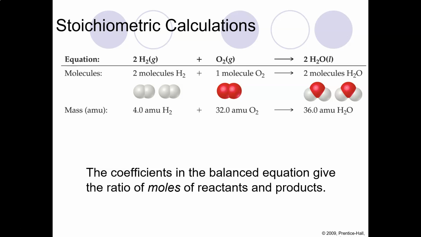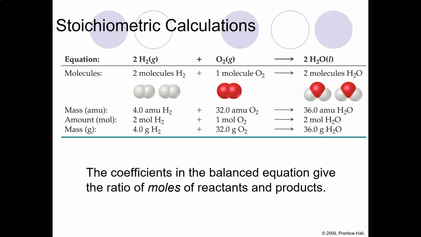This is just looking at their average atomic mass in AMUs. And then here's where it gets interesting. That ratio, the 2 molecules to 1 molecule to 2 molecules, also works for moles. And moles is kind of our unifying unit. We turn other things into moles so we can compare them. So 2 moles of hydrogen and 1 mole of oxygen will make 2 moles of H2O. Okay, and then this is just looking at the molar mass.